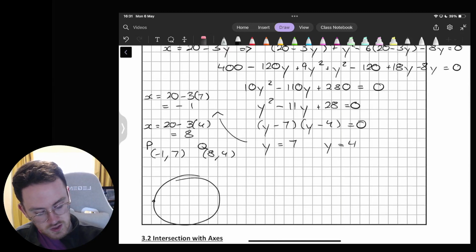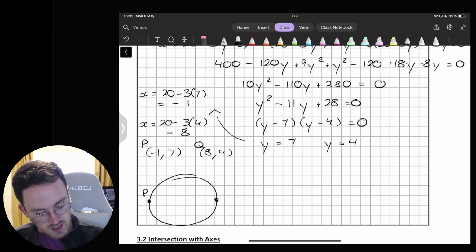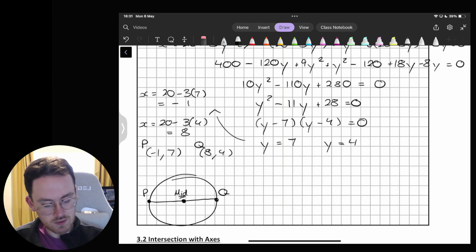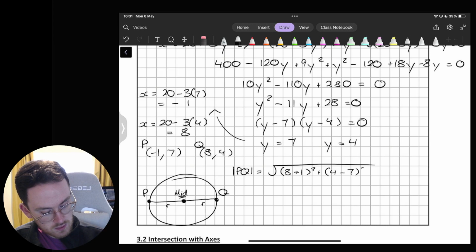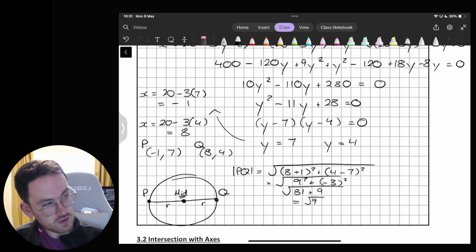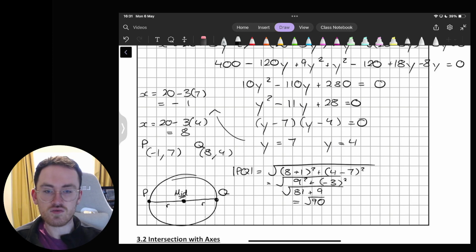What we're looking for now is a circle which has P and Q on either side here, and them serving as the diameter, which means my center here is going to be the midpoint of those two. So center the midpoint and the radius being half the distance between them. So let's start by finding the distance between the 2 points. So that's the square root of (x2 minus x1) squared plus (y2 minus y1) squared, 9 squared plus minus 3 squared. So 81 plus 9, which is the square root of 90. Okay, so root 90 there.